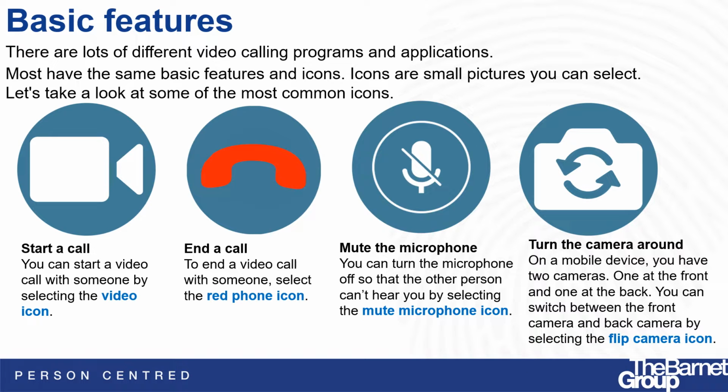On a mobile device, you have two cameras, one at the front and one at the back. You can switch between the front camera and the back camera by selecting the flip camera icon.